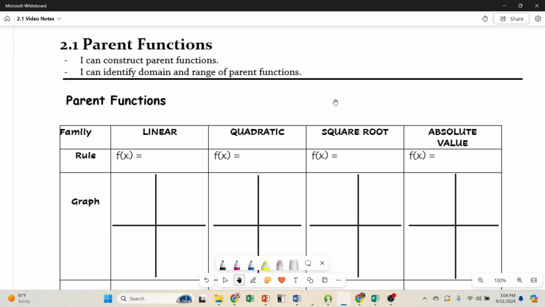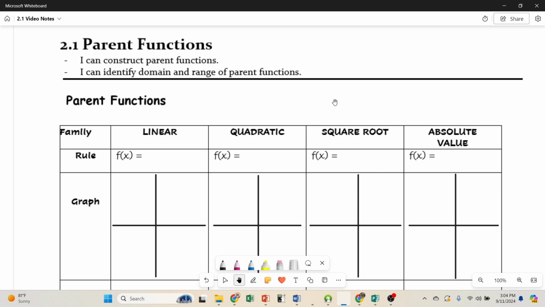Welcome to Algebra 2, Unit 2, Section 1, Parent Functions. At the end of this lesson, I can construct parent functions and I can identify the domain and range of parent functions. Alright, so parent functions are basic forms of functions.